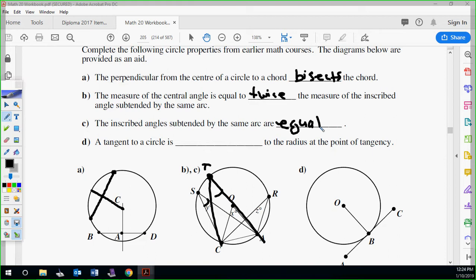A tangent to a circle is blank to the radius at the point of tangency. Tangent, we actually know what that means. We talked about before. That means it hits the circle at one spot. And if you draw the radius down and connect that spot, it forms a perpendicular angle. So we just need these definitions to help us solve a couple of these things later today. Again, these should be review.